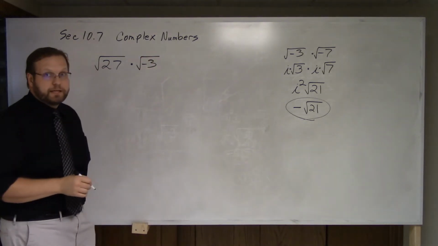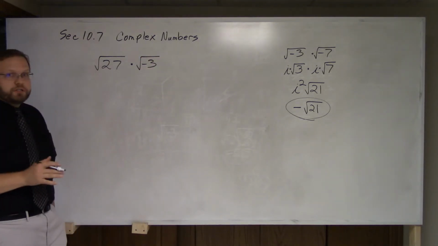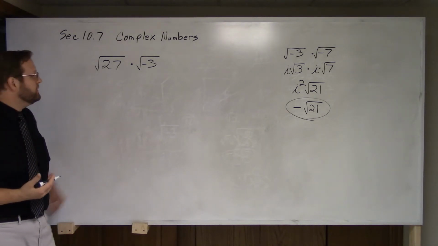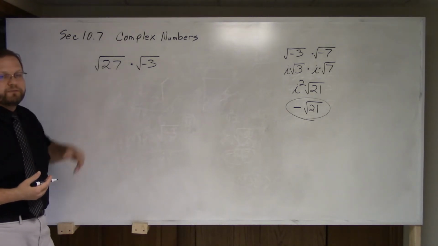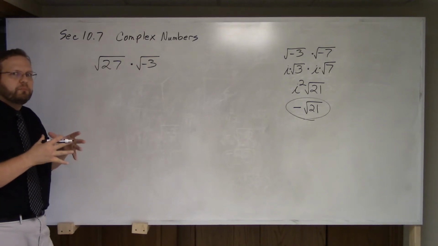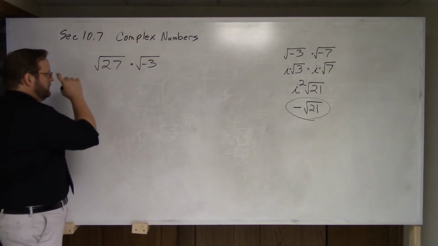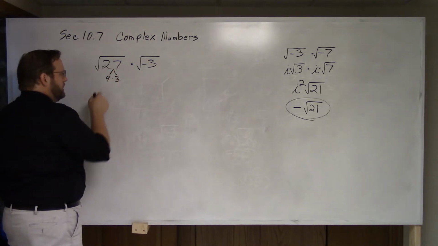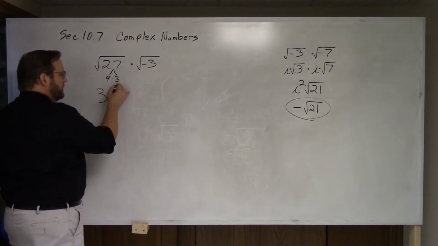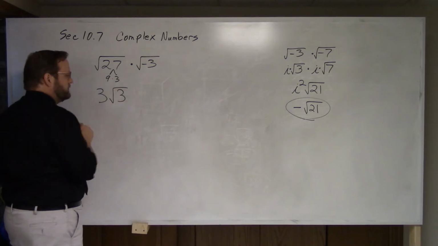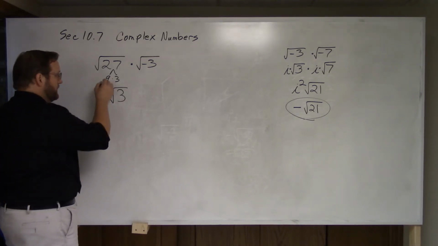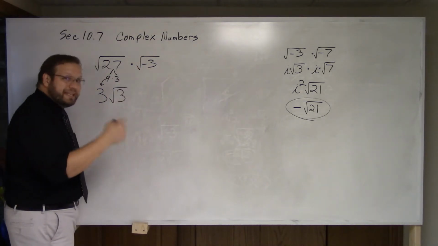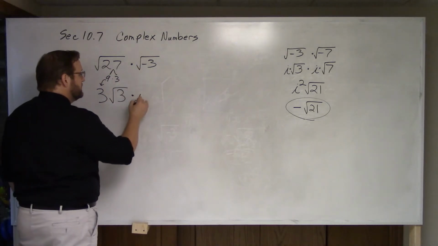Let's see how this plays out. Now, first thing I would want to do is simplify these radicals down. Even if there was no negative here, I would want to simplify this just so I don't have such a big number underneath. So what I get is a 9 times a 3. Square root of 9 is 3. 3 stays underneath. So again, this 9 is coming out. The negative 3, remember the negative simply comes out as i.